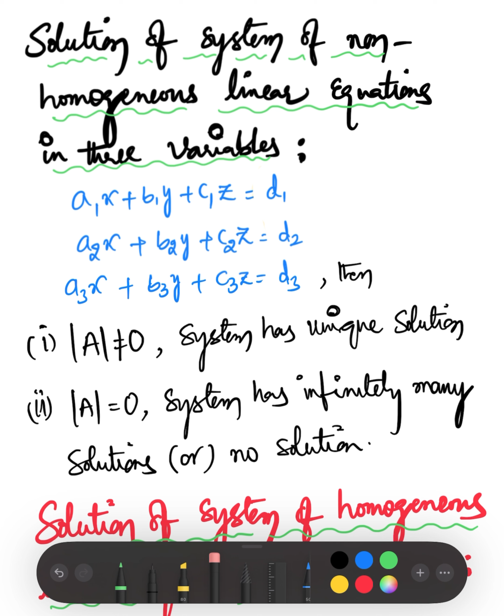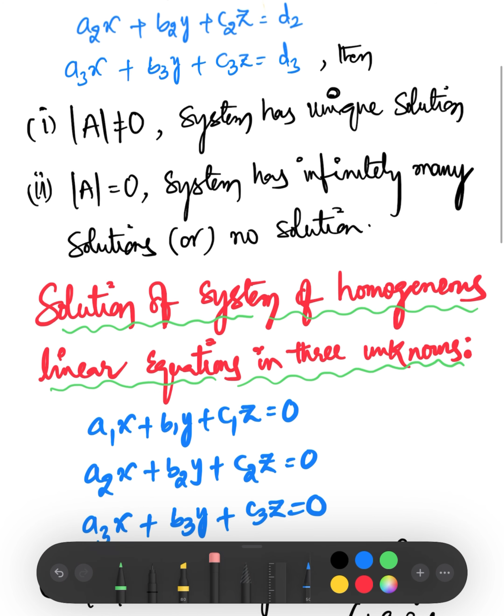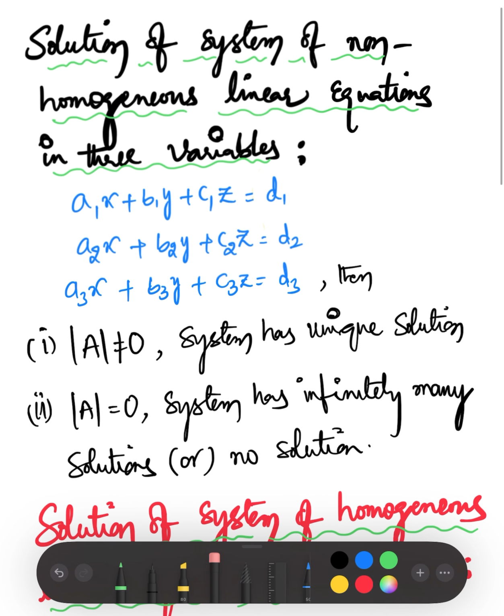There are two types of linear equations. One is non-homogeneous, another one is homogeneous linear equations. So coming to the non-homogeneous linear equations. Now the first concept is solution of system of non-homogeneous linear equations in three variables. Now the equations will be a1x plus b1y plus c1z equal to d1, a2x plus b2y plus c2z equal to d2, and a3x plus b3y plus c3z equal to d3.